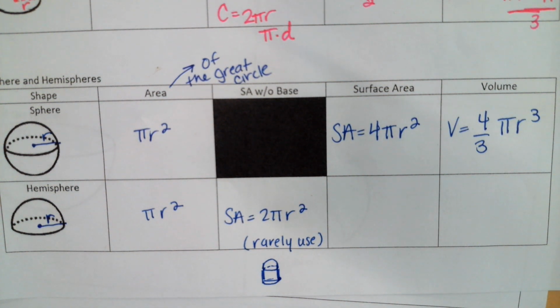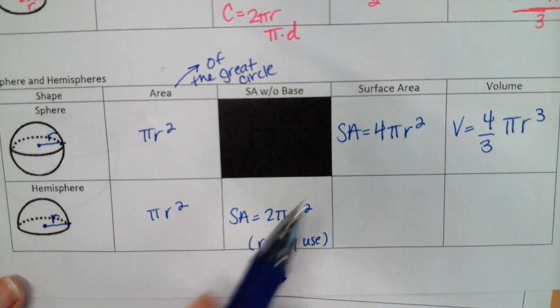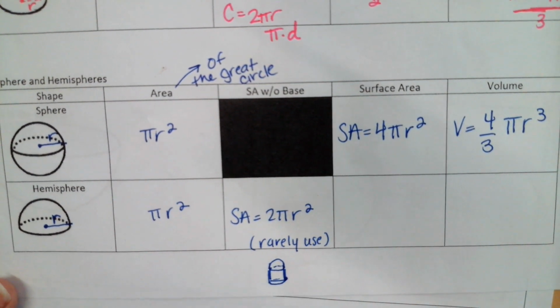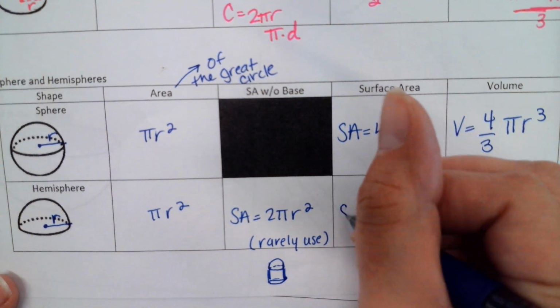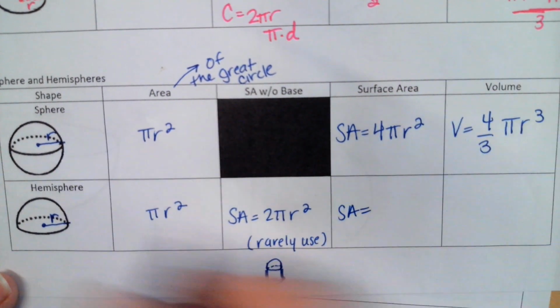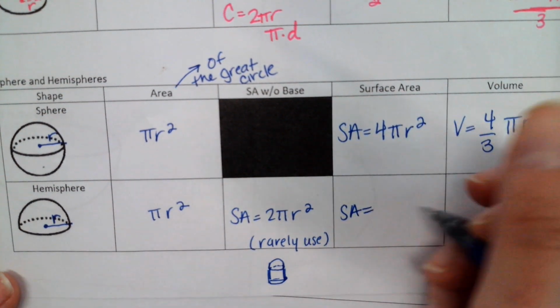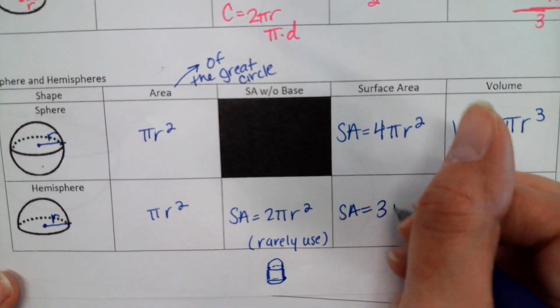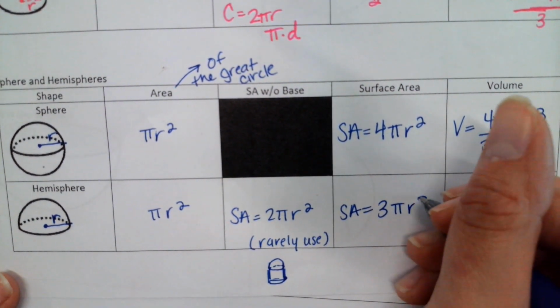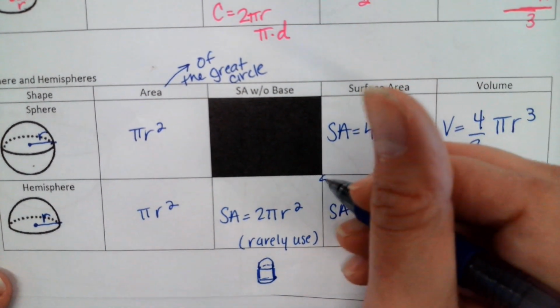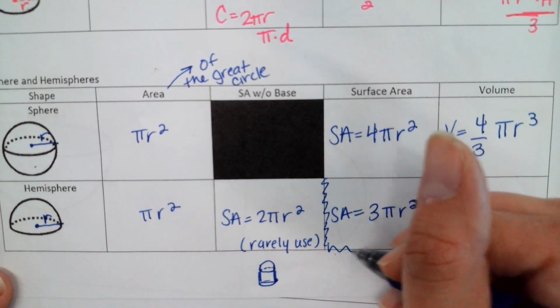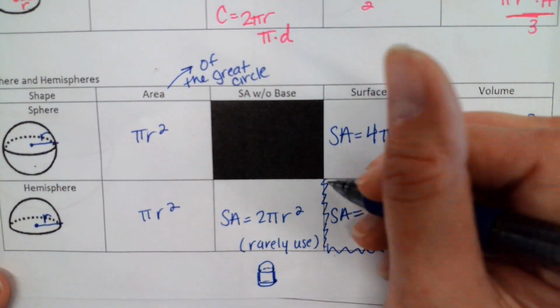Now the actual surface area, remember you cut it in half and then you add back the base. So what's your guess? How many pi r squareds are going to be used for the surface area? 3, because you have one extra base. So the one that you use mostly is this one. So it's 3 pi r squared. This is the main character. This is the one that we mostly use.